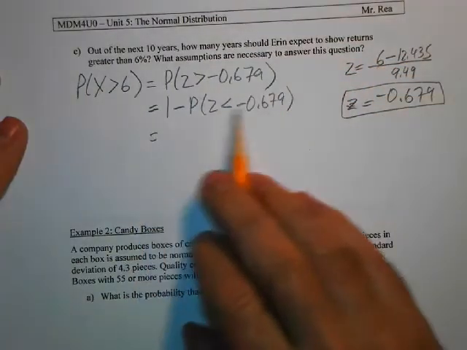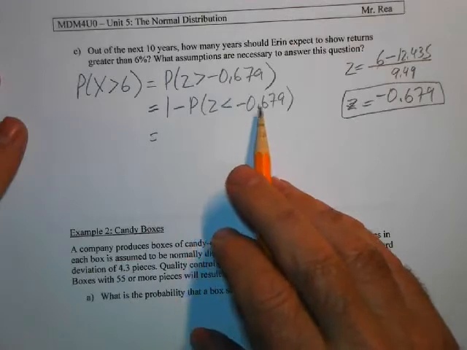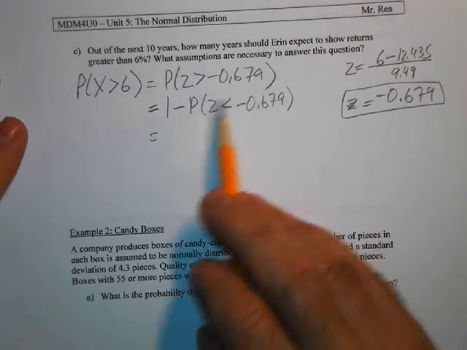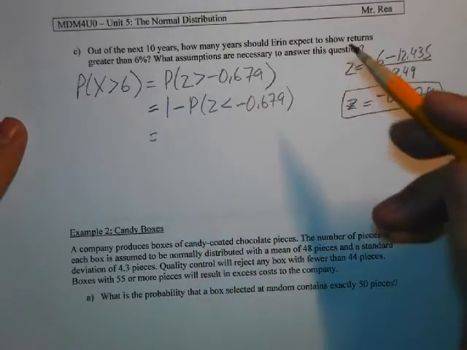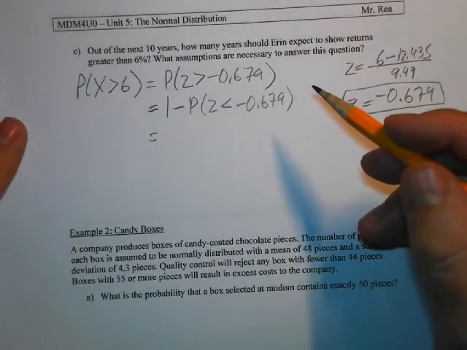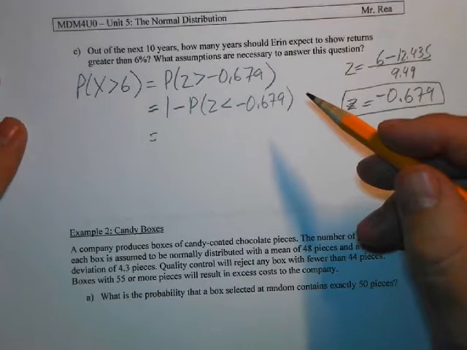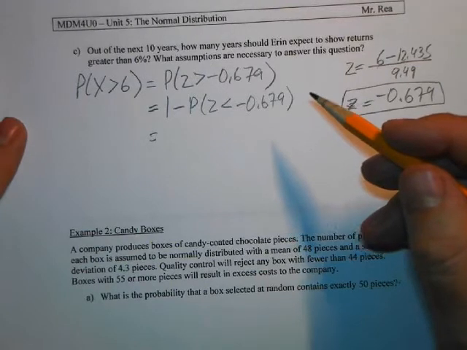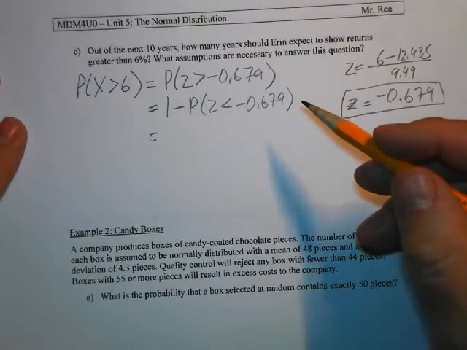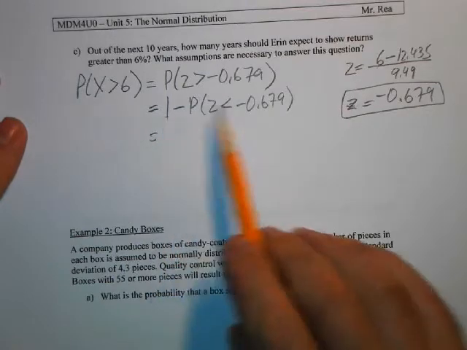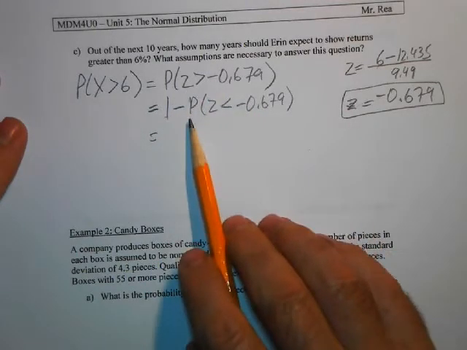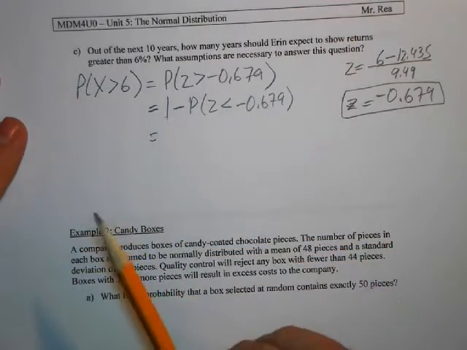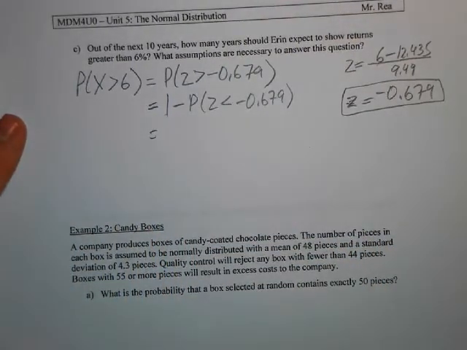And hopefully you remember the reason why this works, because basically the probability of z being less than the value combined with the probability that z is greater than that value is always 100%. So that's equal to 1. So if we already know one side, we can just do 1 minus to get the other side. That's exactly what we're doing here.